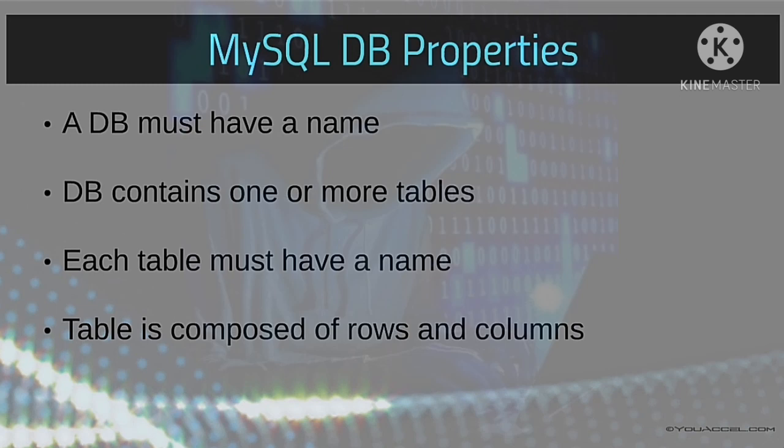There are some basic properties that each database has. A database must have a name. A database contains one or more tables. Each table must have a name. The name should be relevant to the type of data the table stores. For example, a table that stores customer information can be named customer.